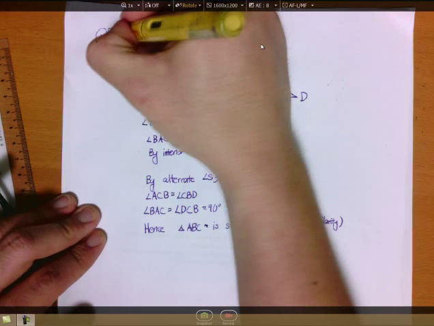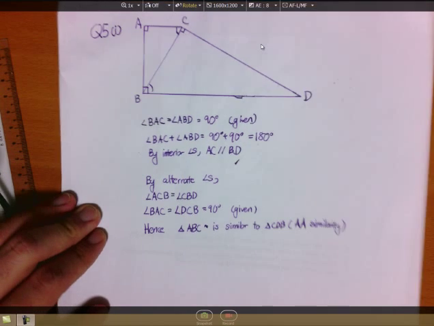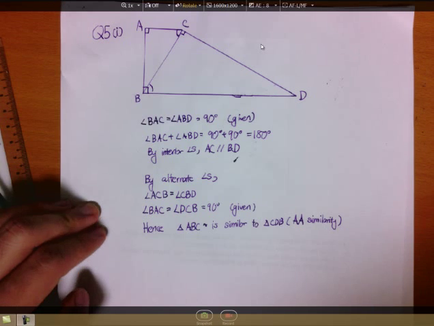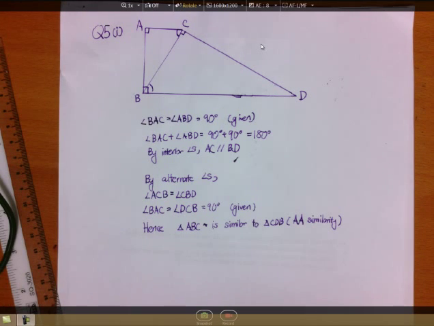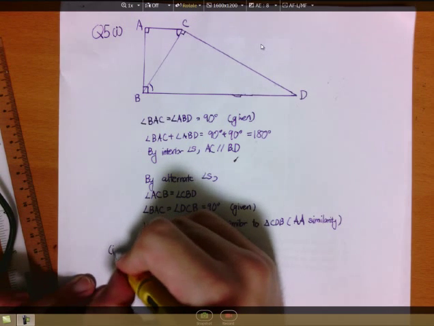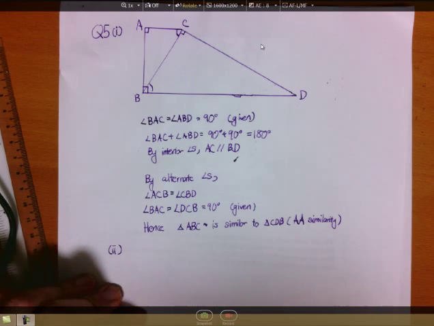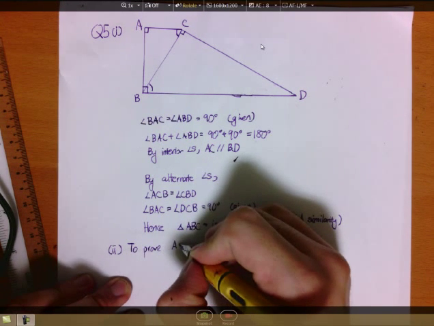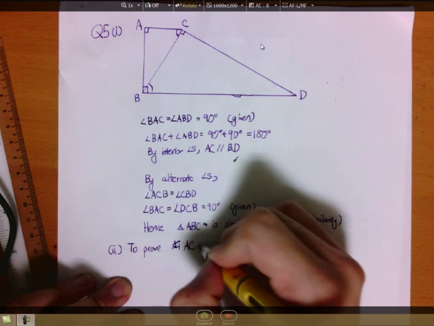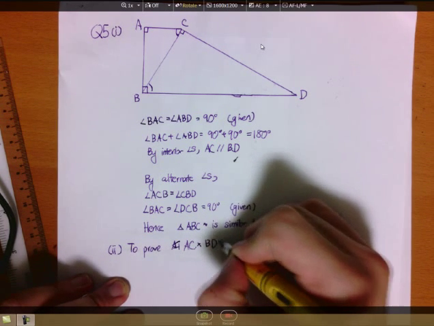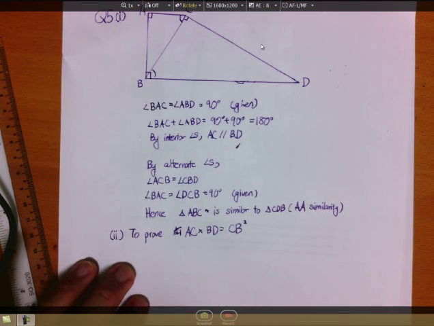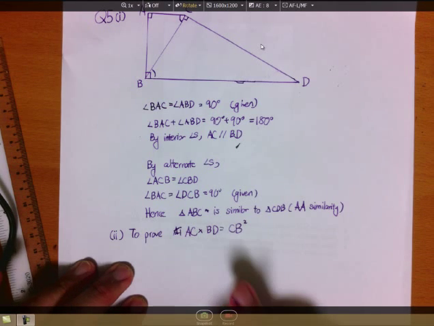That's 5 part 1. Now we move on to 5 part 2. In 5 part 2, they want us to prove that AC times BD is equal to CB squared. Now how we start this question is like this. First I look at what they want me to prove. They want me to prove that AC times BD is equal to CB squared.